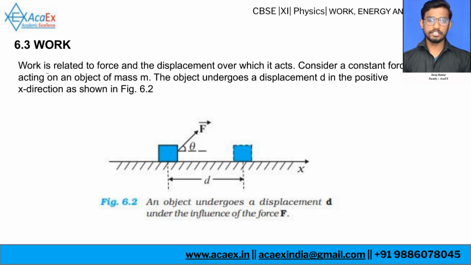Consider a constant force acting on an object of mass m. The object undergoes a displacement d in the positive x direction. The work done by the force is the product of the component of the force in the direction of displacement and the magnitude of displacement. Work equals force times cosine of theta times displacement.